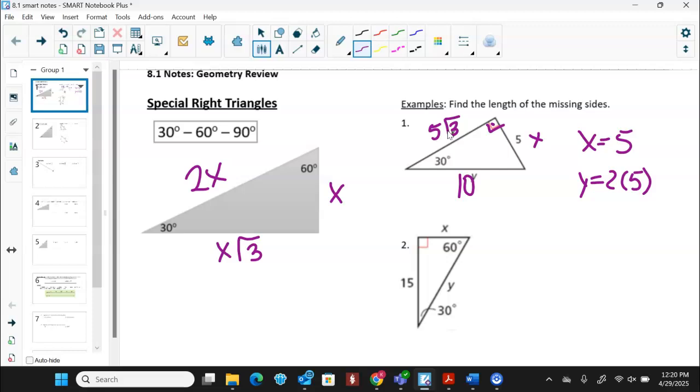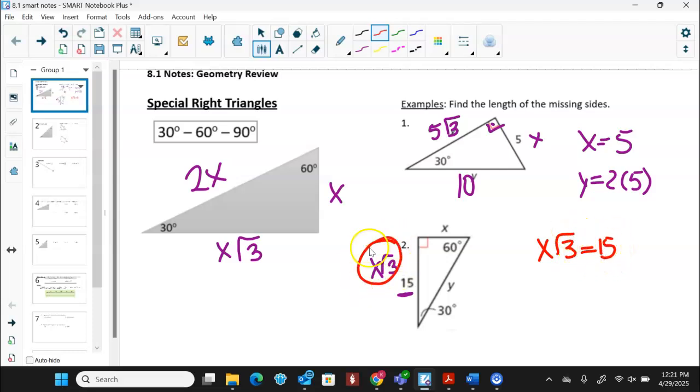All right, example 2. Now my short leg is not given, and neither is my hypotenuse. What's given is this length right here, which is 15. So remember that this is x root 3. What does that mean? That means we are going to figure out what x is based on knowing the 15. So how do we do that? We are going to take x root 3 and set it equal to 15.